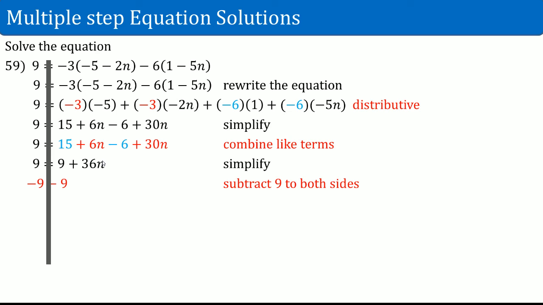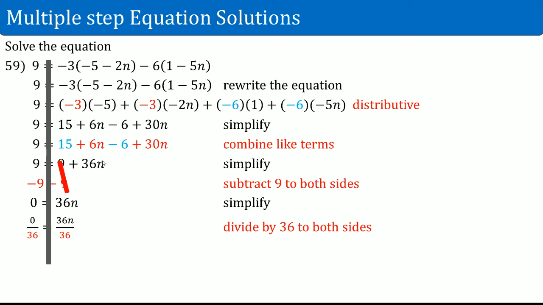Subtract 9 from both sides. 9 minus 9 on the left-hand side becomes 0. 36n is left over on the right hand side. Divide by 36. On my left hand side, 0 divided by anything is just 0.